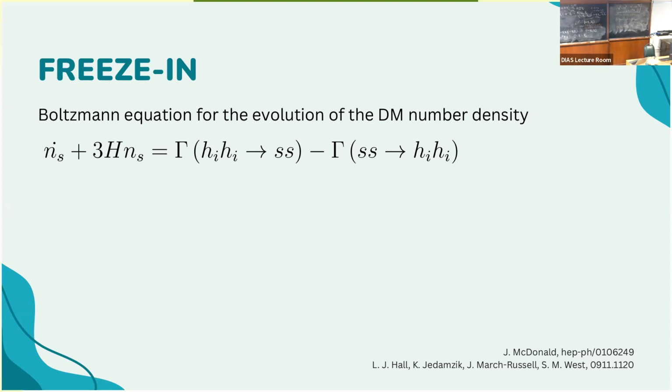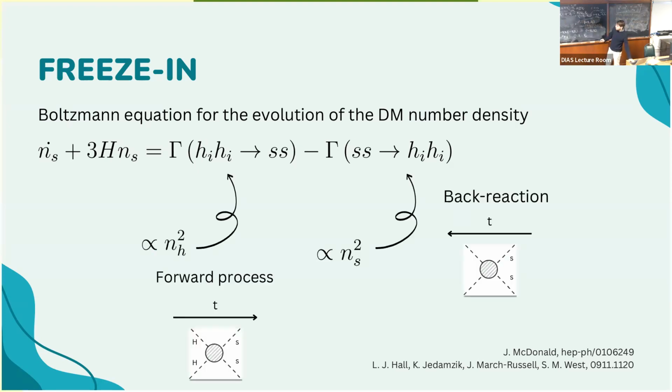So in this case, we are still in the Higgs portal. We have two Higgses going into the scalar, so producing more scalars, and the annihilation of the scalars into the Higgses. And this term goes like the number density of the Higgs squared, and this like the number density of the scalar dark matter squared. And we can call this the forward process, and this the back reaction.